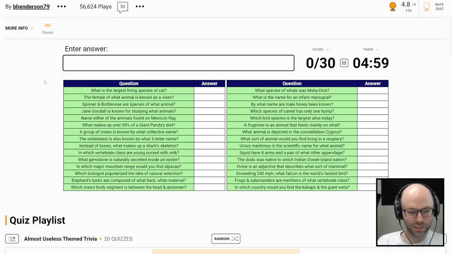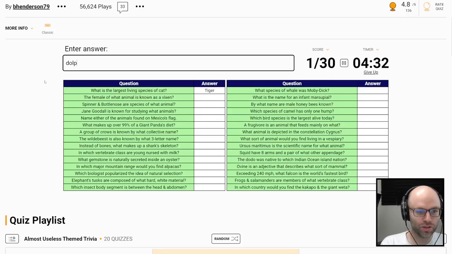What's the largest living species of cat? Lion. Really? Are you kidding me? Tiger? I don't buy it. The female of what animal is known as a vixen? That's a deer. Is that a cat? Is a lion? It's a deer? It's a horse? I don't know what it is.